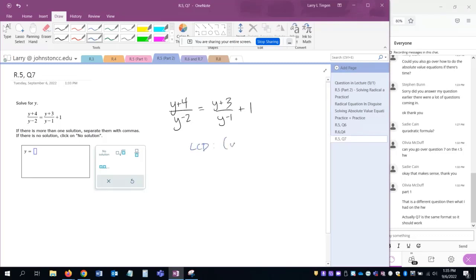LCD. y minus 2 times y minus 1 times 1, because that's really got a denominator of 1, but 1 times anything is what I started with. So I'm going to multiply both sides by the LCD. I'm going to leave it in factored form, so that way the division occurs that I want, and I get the fractions cleared.